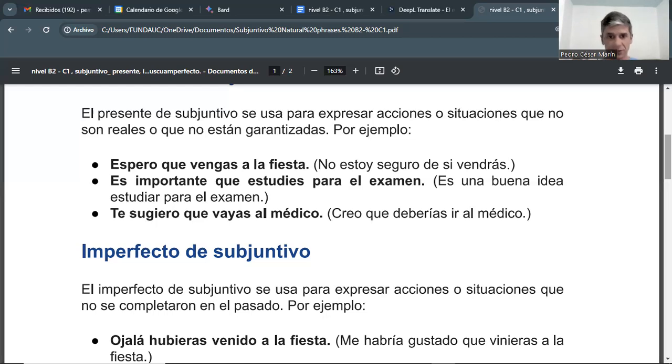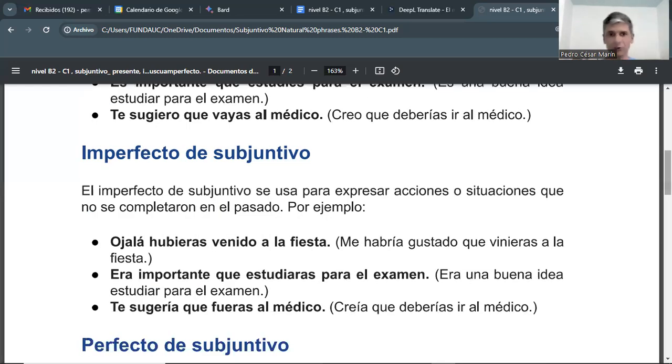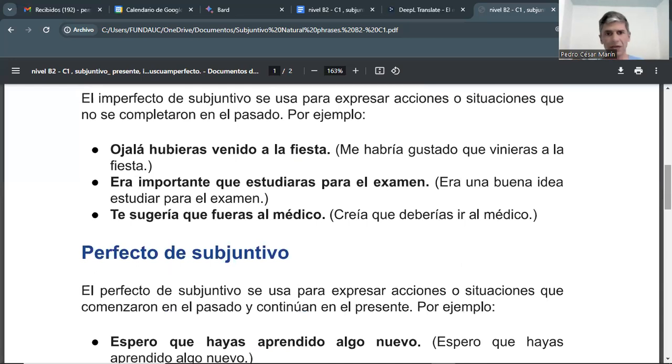Now let's go to imperfecto de subjuntivo. Ojalá hubieras venido a la fiesta. Hubieras is the new conjugation. Ojalá, expressing desire. Ojalá que, ojalá, same thing. Ojalá hubieras venido a la fiesta. I'm expressing the emotion that I really miss you at the party.